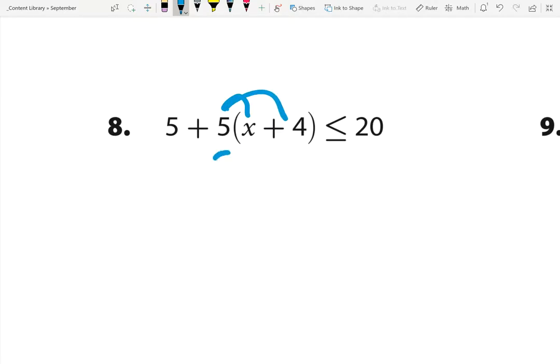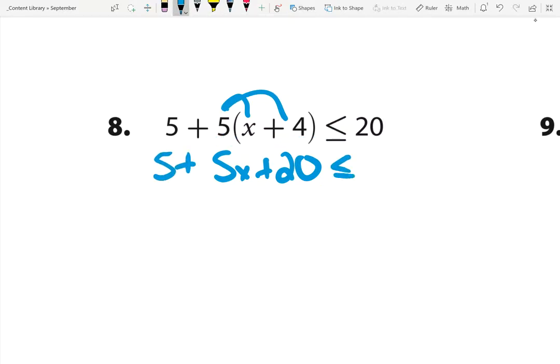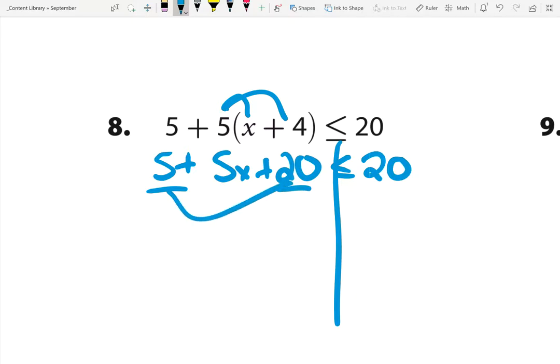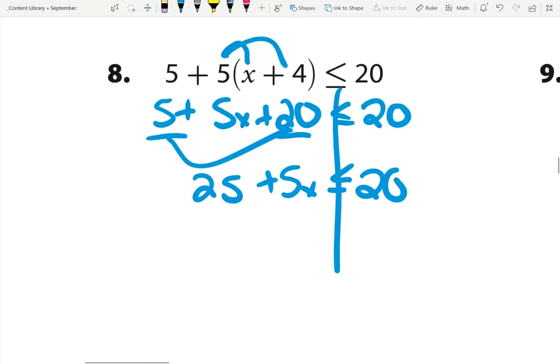So 5 times x will make 5x, and 5 times 4 makes 20. Okay, so this is just the same thing as those parentheses. But now I'll bring down that 5 plus, I'll bring down the less than or equal to 20, and then we'll solve. So on the left-hand side, I've got 5 and I've got 20, 2 regular numbers that I can add up. 5 plus 20 combines to make 25. Don't forget we still have 5x there and still less than or equal to 20. So I got to get rid of 25 and I got to get rid of 5. Since the 5 is a part of x, right, I'll save that for last. I'll get rid of the 25 first.